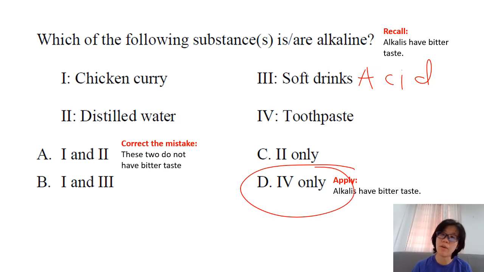Just now we recalled that alkalis have a bitter taste, right? But besides this property, we also recall pH is more than 7, and they turn red litmus paper blue. Then what is pH actually? pH is something that allows us to test how strong an acid is or how strong an alkali is. We'll talk more about it later.